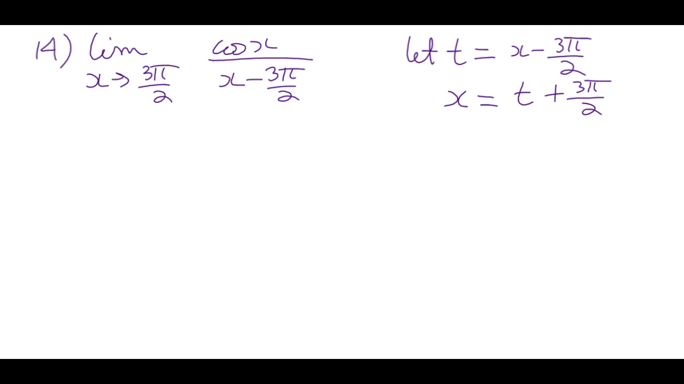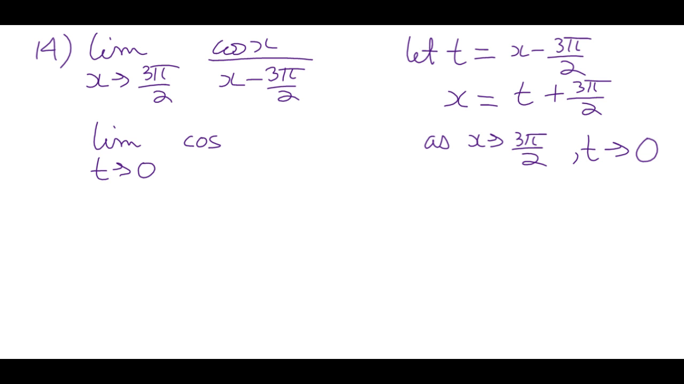Okay, so then we say, well, what's going to happen as x approaches 3 pi over 2? Look up here. As x approaches 3 pi over 2, then t is going to do what? So as x approaches 3 pi over 2, t approaches 0. So this will become the limit as t approaches 0 of what? Well, of the cos, what's x? Oh, x is t plus 3 pi over 2. And what's x minus 3 pi over 2? Well, that's just t.